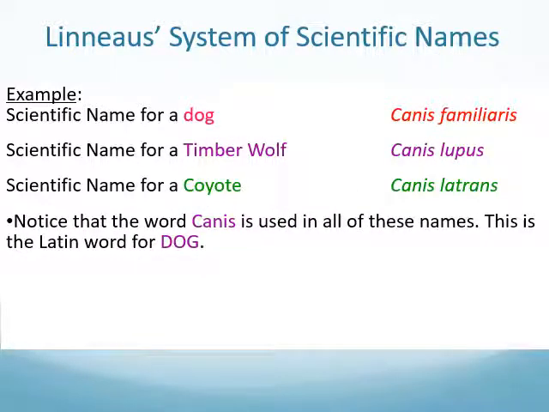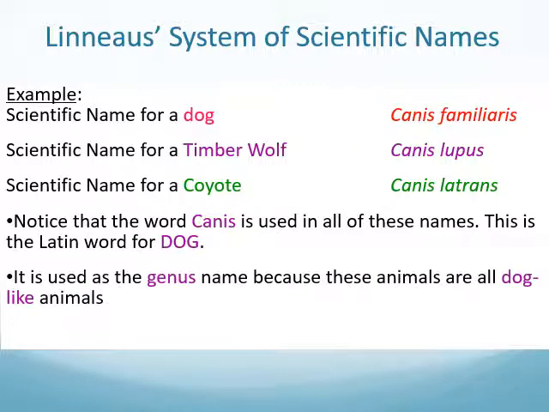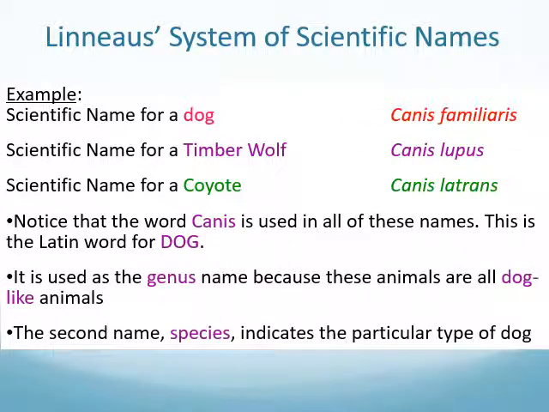That is because it is the Latin word for dog. And it is used as the genus name because these animals are all dog-like animals. The second name is their species, and that tells you what kind of dog that it is. So these guys are all related. They're like cousins if we're looking at their family tree.